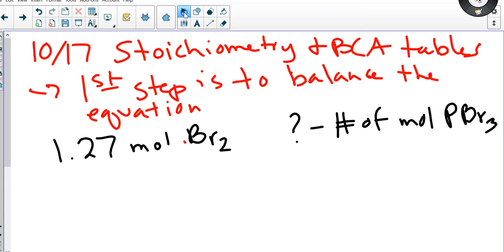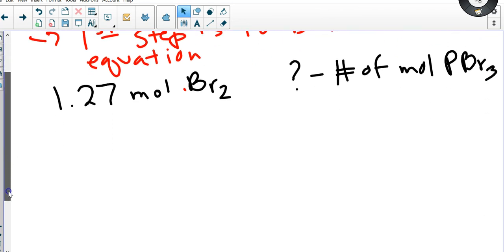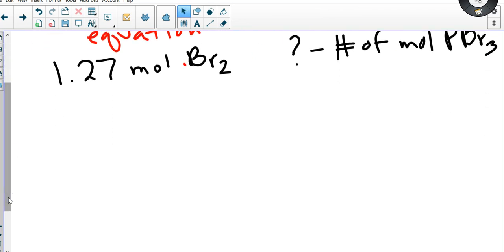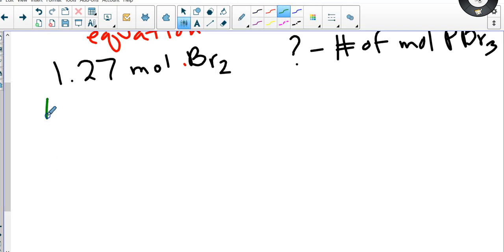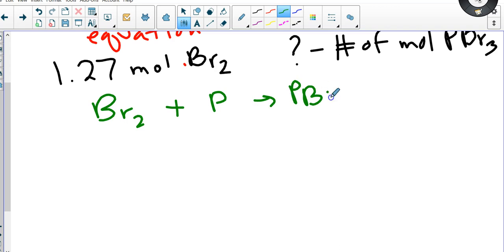So let me go ahead and scroll down a little bit. We had done that yesterday. Give yourself a thumb space from the edge of the paper. Yesterday I didn't give you good directions on how to draw on paper. So bromine reacts with phosphorus to give you phosphorus tribromide.